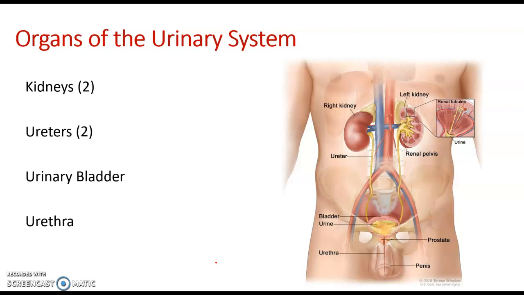But anything that the kidneys remove from the bloodstream will then be made into urine. So the urine is made in the kidneys, and then it travels down the ureters and into the urinary bladder. So we have two ureters, one coming from each one of our kidneys, but they both drain into the same urinary bladder.